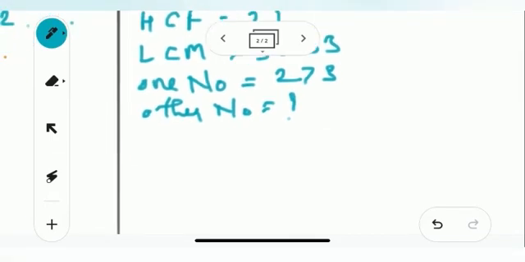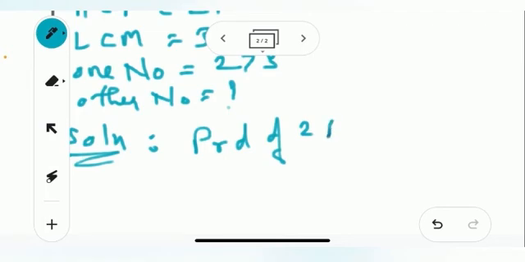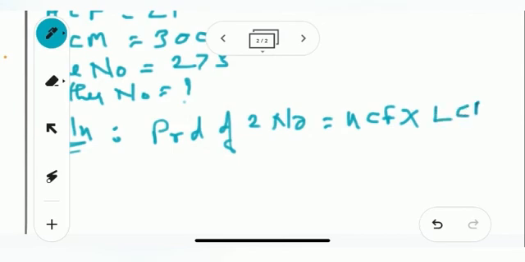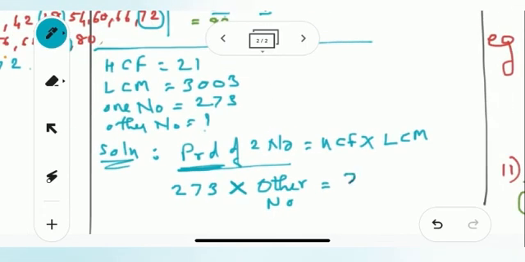Now we know that, so let us solve this. Now we know that the product of two numbers is equal to HCF into LCM. Now for the product of two numbers, we have one number as 273, but we don't know the other number, so we are multiplying these, because in the formula, product means multiplication. Other number, that is equal to, now HCF is given as 21, LCM is given as 3003.